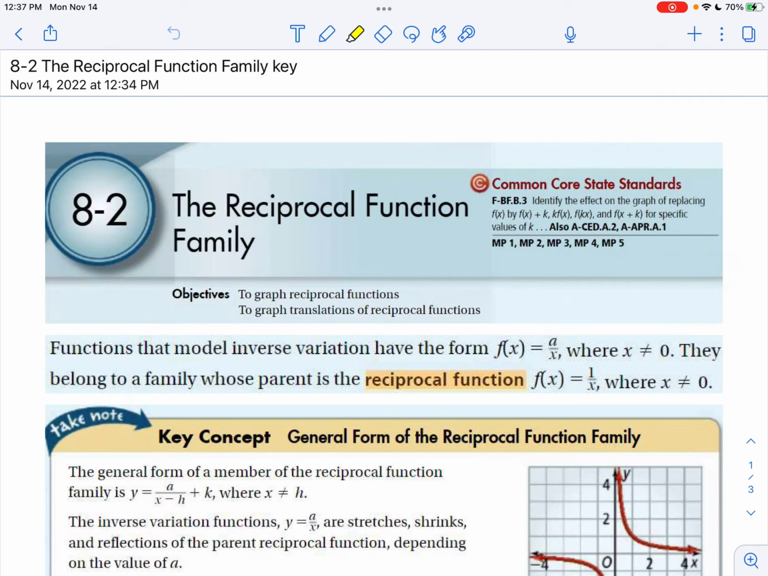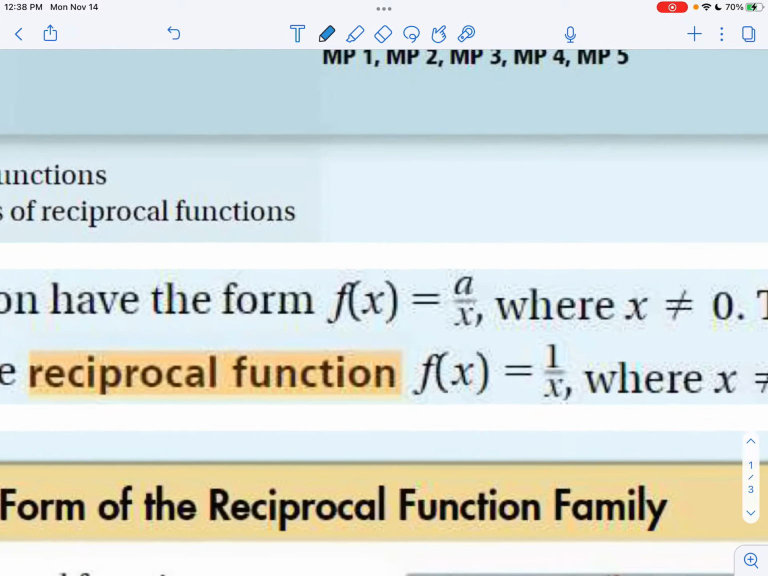Okay, everybody. So 8.2 is about the reciprocal function family. Now, the reciprocal function family is going to move, just like we're used to. It's going to move up, it's going to move down, it'll move left, and it'll move right. It will have those concepts of asymptotes that we've talked about before. They'll approach lines and not touch them. But let's go ahead and take a look at what they're going to look like.